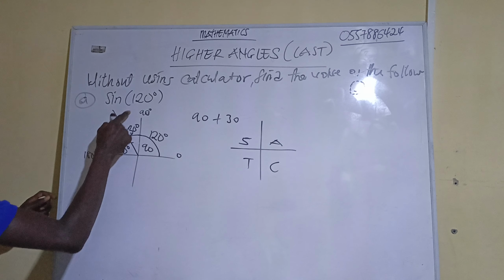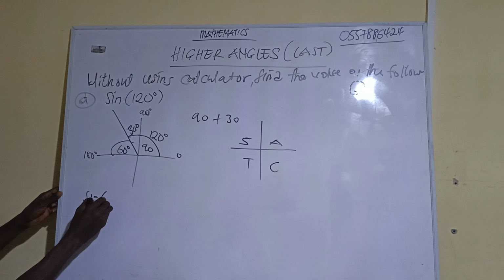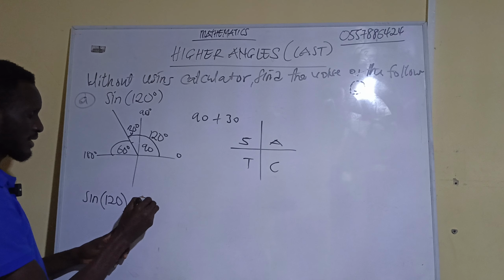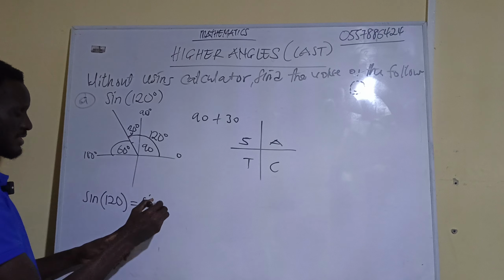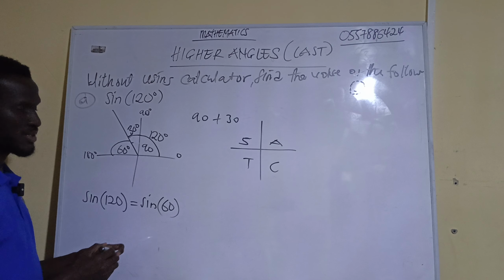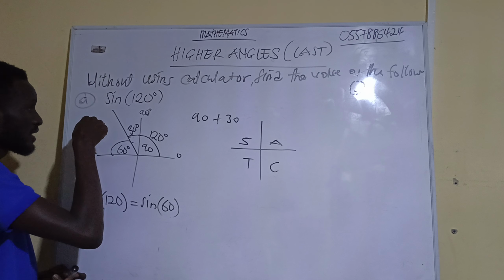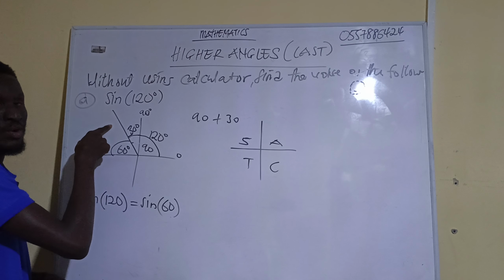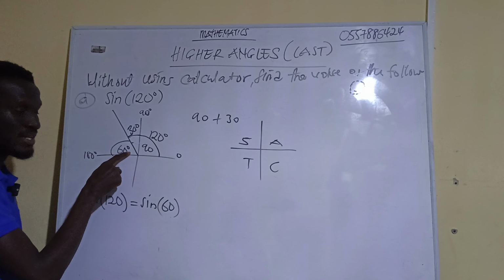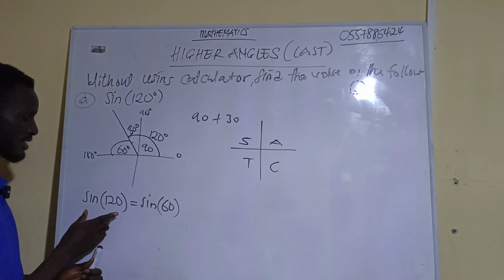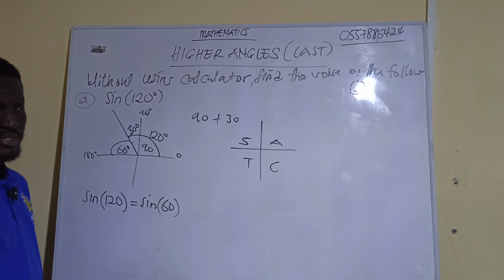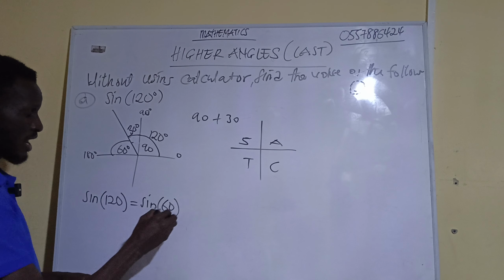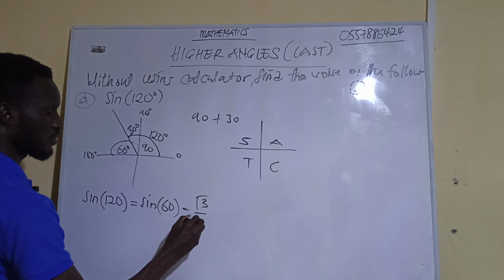So let's look at it. Sine 120 should be the same as sine 60. Why? Because this is the acute angle in the second quadrant. Sine 120 is forming the second quadrant, so the angle along the x-axis is 60. So anytime we find sine 120, we are going to get the same answer as sine 60. And what is sine 60? Sine 60 is a special angle, right? Which is root 3 out of 2.